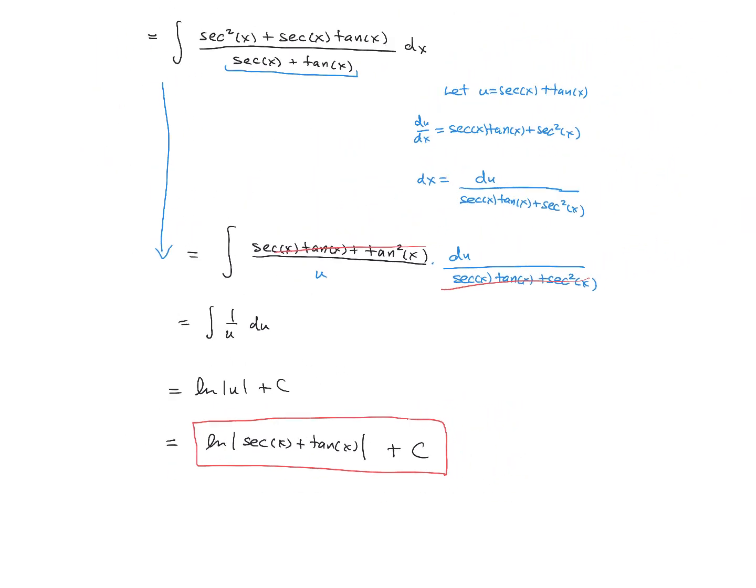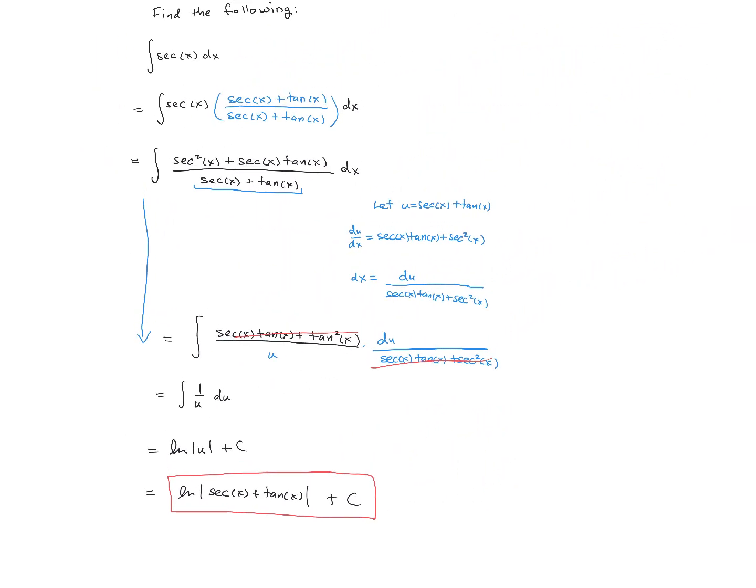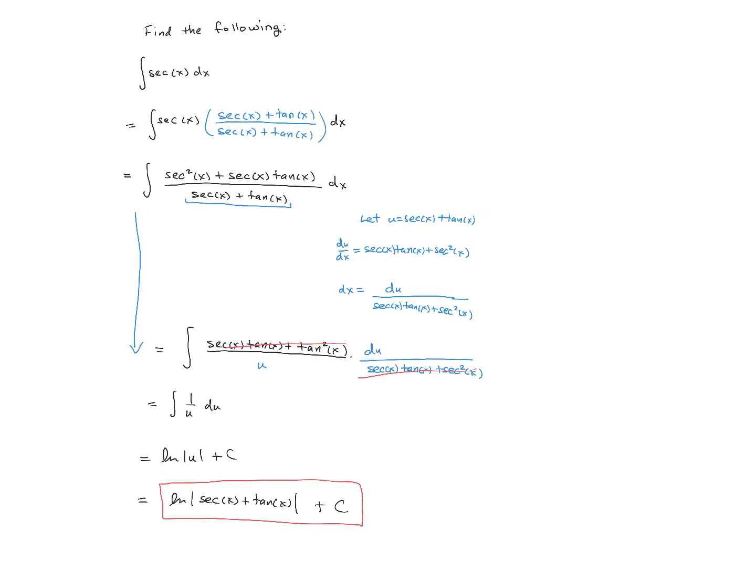So again, we have to multiply by a very clever choice of 1 to find this integral, but it can't be done otherwise. If you have the cosecant of x, you actually take the sum cosecant plus cotangent to do the same exact job. So these problems are very closely related by that multiplying by a clever choice of 1.